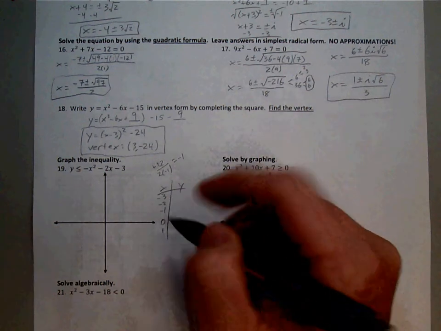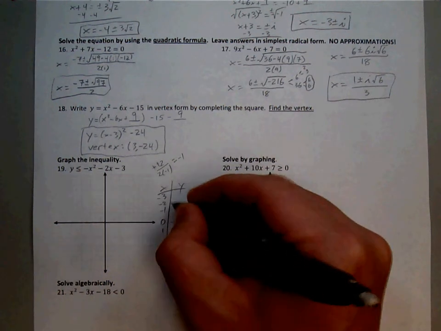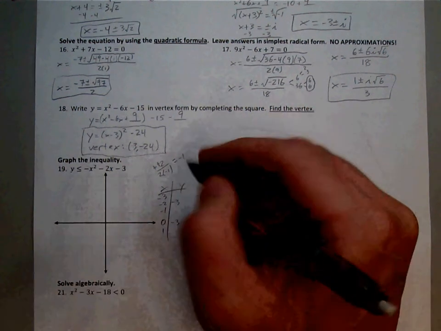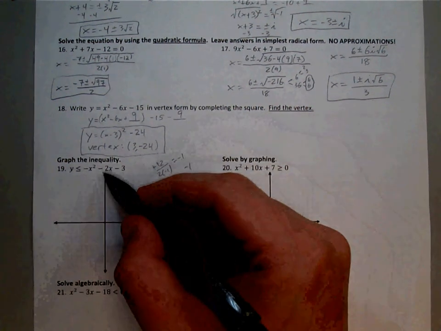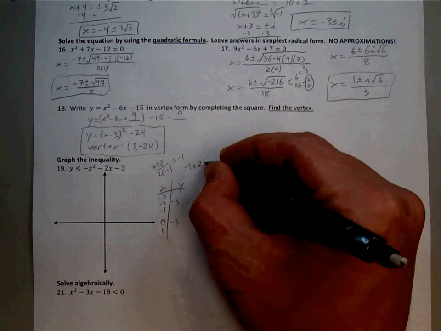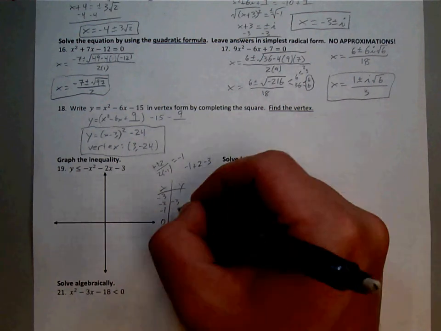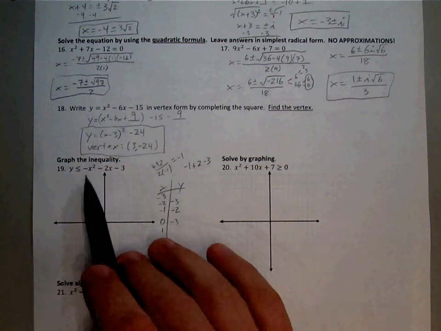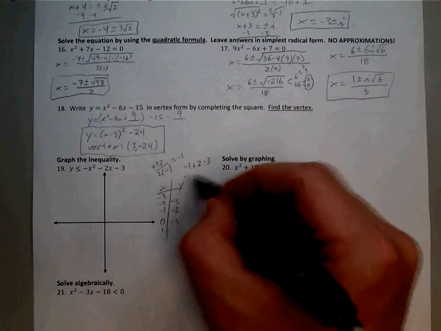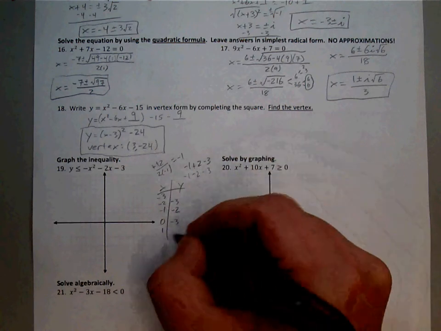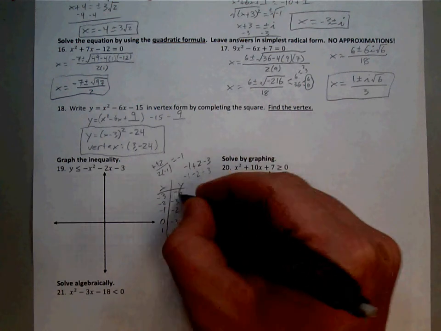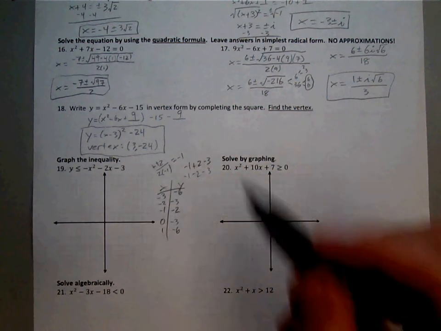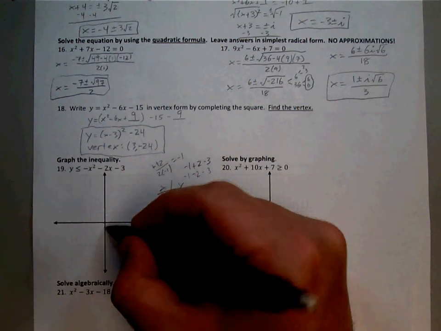When I plug 0 in, that's the y-intercept, I get negative 3. Let's go ahead and plug negative 1 in. Negative 1 squared is 1, but then there's a negative sign in front of it. So negative 1 plus 2 minus 3. So I get a negative 2. Then we can plug in 1. So we get negative 1 minus 2 minus 3. So minus 6. Once again, we got a graph that's not very nice.